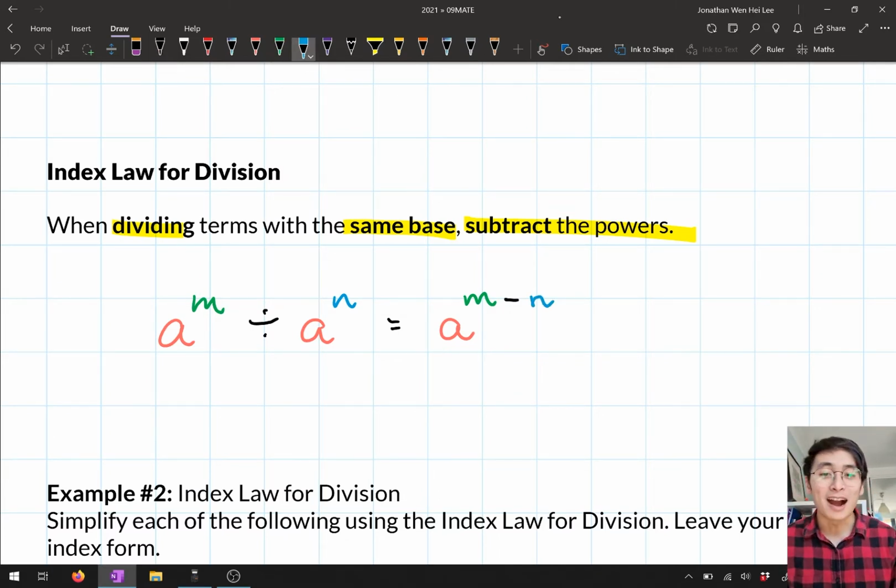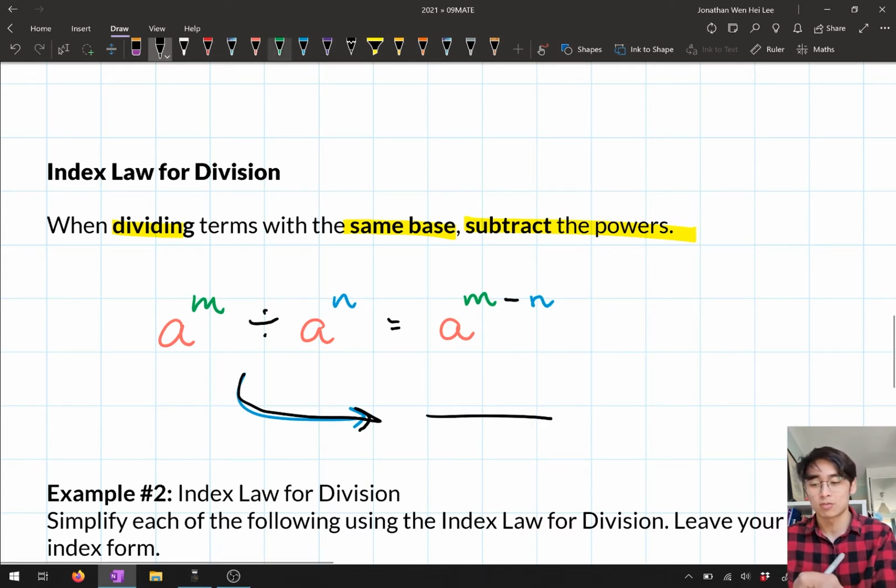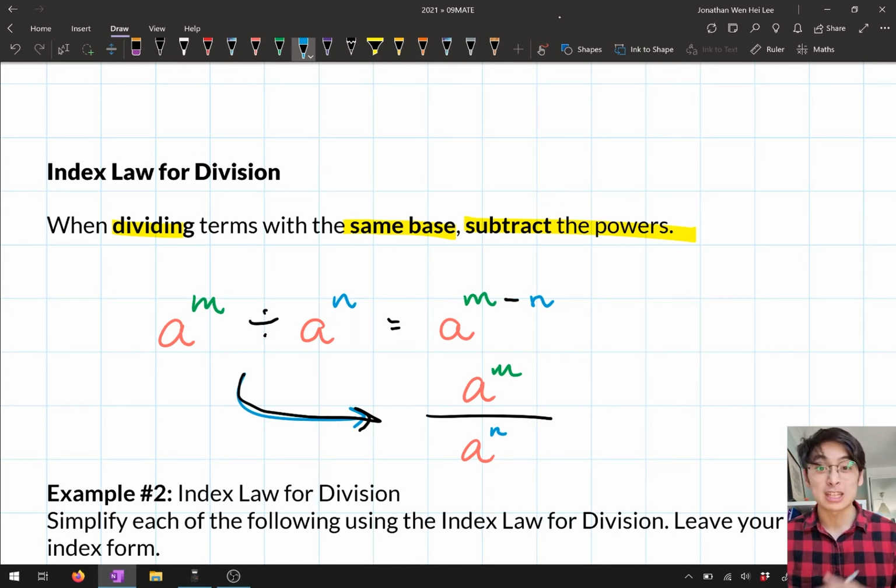So when we are dividing terms with the same base, we just subtract the powers. Now, another way that you can write division is when you see a fraction, that just means that there's a hidden division operation. So another way that you might see this written is a to the power m over a to the power n. If you see a fraction, that's just the same thing as dividing. We're dividing the numerator, the number at the top, by the number at the bottom.